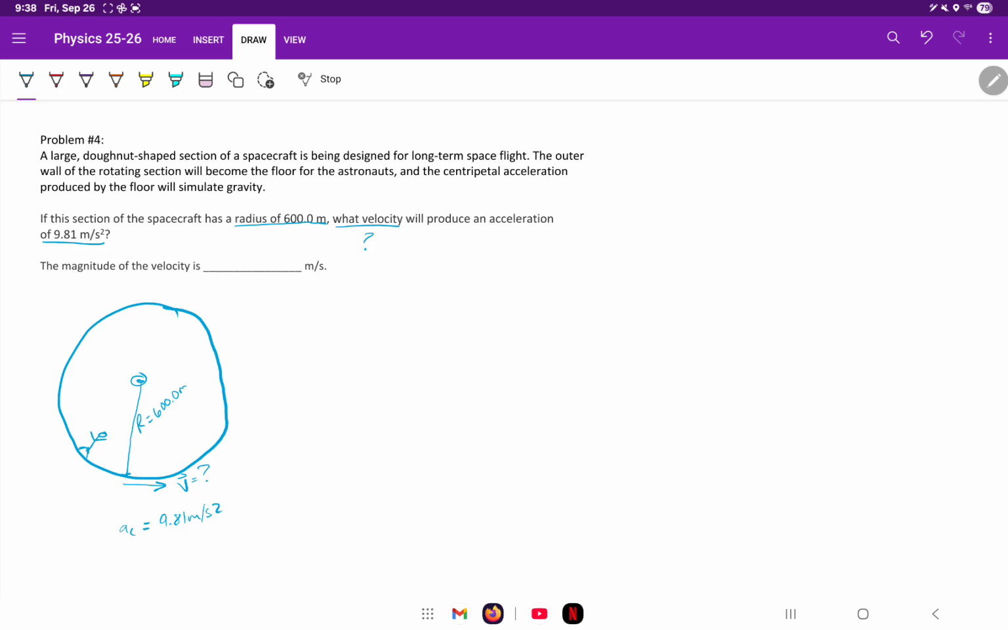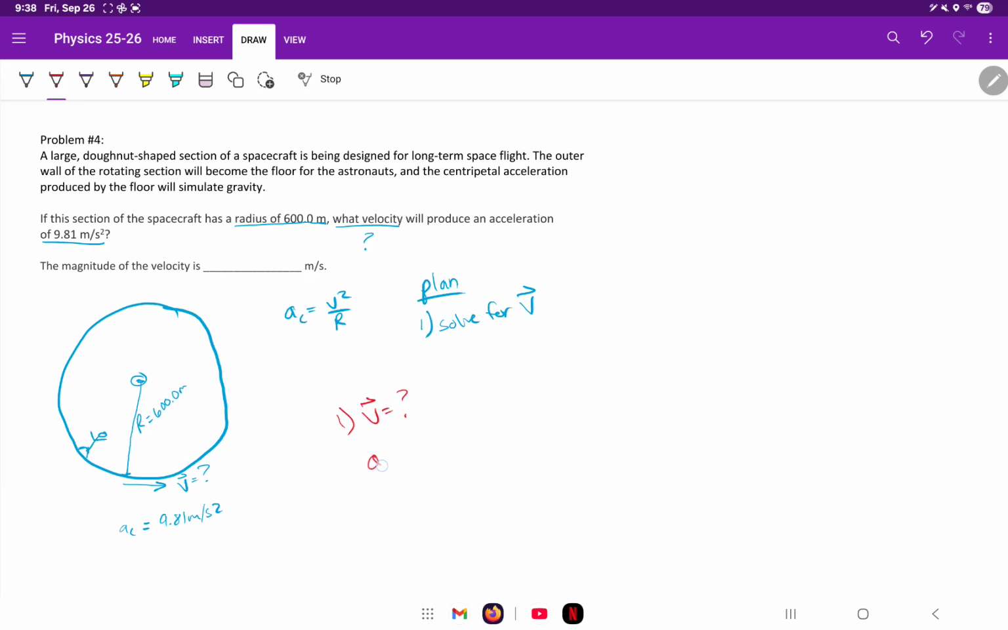Okay. Now, for any of these circular rotating problems, there's one main equation to be used, and it is this one: A_C is equal to V squared divided by R. Pretty simple, straightforward. So for our plan, there's only really one step we're going to need to do, which is solve for velocity. So, let's do it. Let's solve for V. So V is equal to question mark.